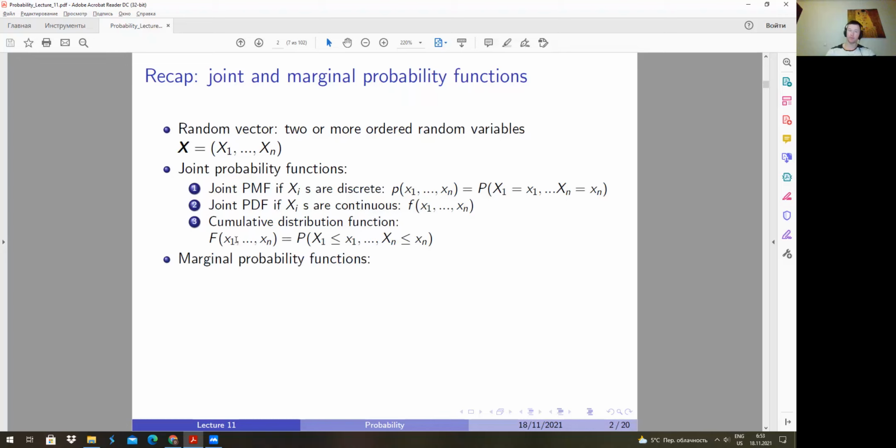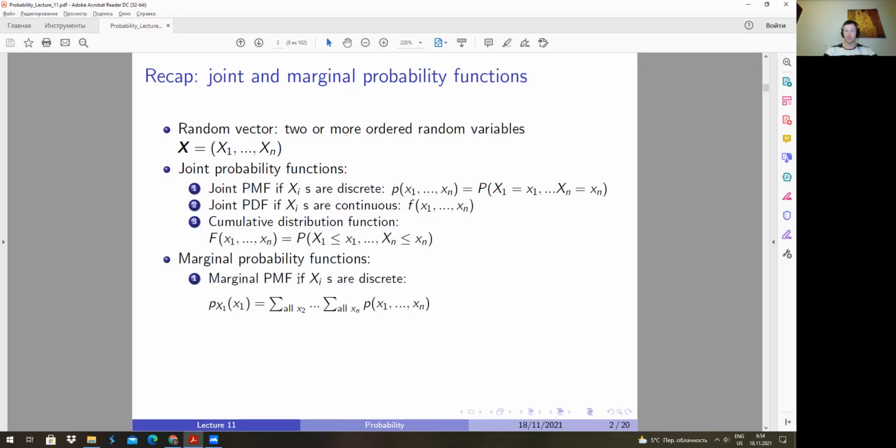Then, with the help of joint distribution functions, we can introduce the marginal probability functions. So basically, marginal probability functions are the univariate cases derived from the joint probability. These marginal probability functions are the same probability functions as we used before we introduced the joint distributions. So these are probability functions for only one random variable taken from this vector.